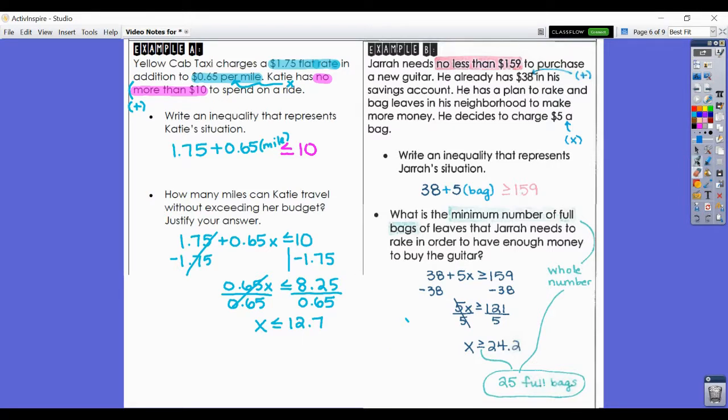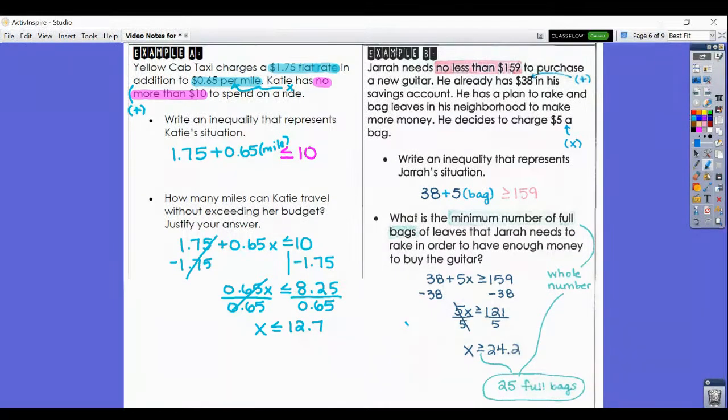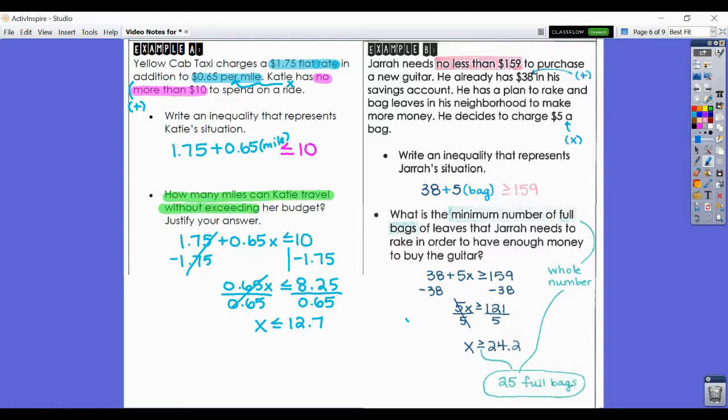What we do here is we answer the question at hand, which says, how many miles can Katie travel without exceeding her budget? Miles can be in decimal format, so we will say 12.7 miles without exceeding her budget. That's how far she can go. Don't need to write a full proper sentence, just need to answer the question at hand with a little bit of words or phrase. We're going to look at this example B and kind of go through it together, but we'll also have another example B as well, just for some extra practice.